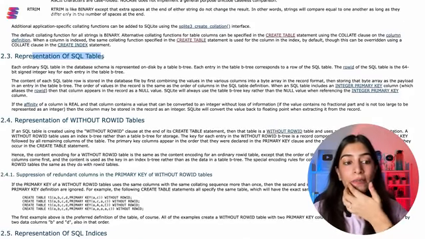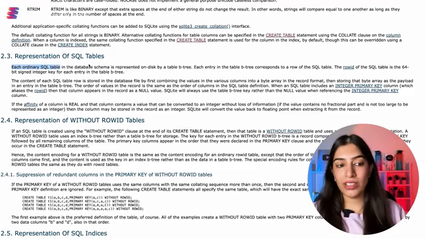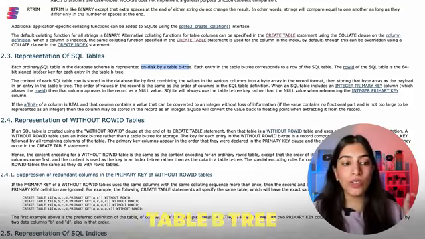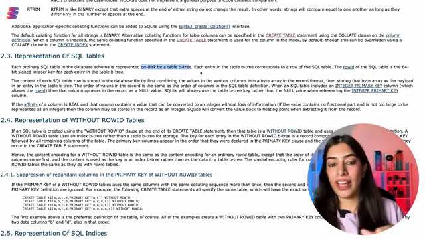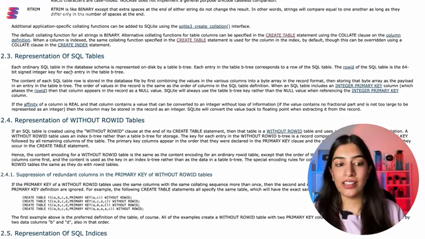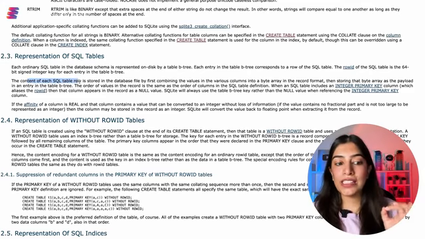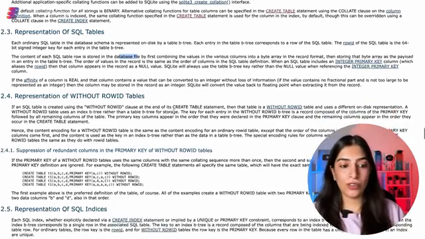And I hope now you understand how an SQL table is represented. See this: each ordinary SQL table in the DB schema is represented on disk by a table BTree. So each table has its own BTree, right? Each entry in the table BTree corresponds to a row of the SQL table. The row ID of the SQL table is the 64-bit signed integer key for each entry in the table BTree. The content of each table row is stored in the DB file by first combining the values of the various columns. This is fine. Then there's the primary key and all of this, right?